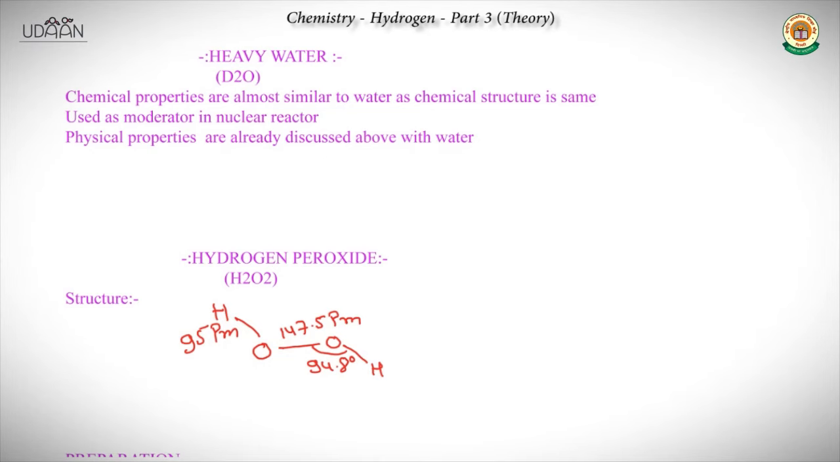Heavy water, D2O, has chemical properties almost similar to water, as its chemical structure is the same as water. Water is H2O and this is D2O. Its structure is tetrahedral, and it also has a tetrahedral structure. So all chemical properties will be the same, and this is used as a moderator in nuclear reactors.